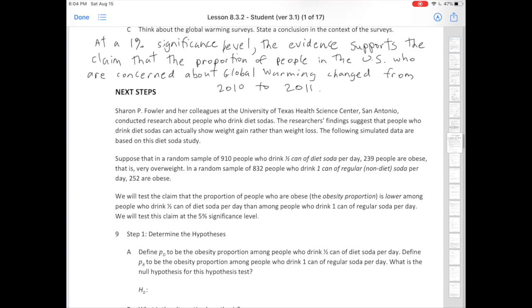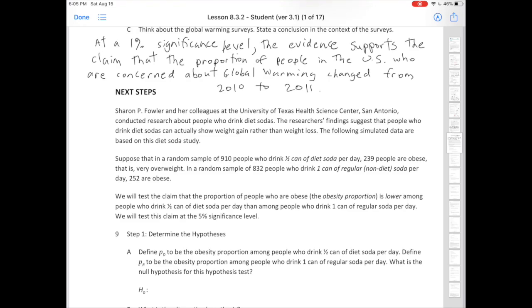Let's look at another problem, okay? Sharon P. Fowler and her colleagues at the University of Texas Health Science Center, San Antonio, conducted research about people who drink diet sodas. The researchers' findings suggest that people who drink diet sodas can actually show weight gain rather than weight loss. The following simulated data are based on this diet soda study.